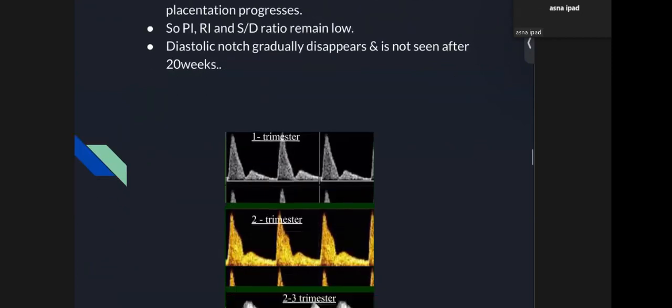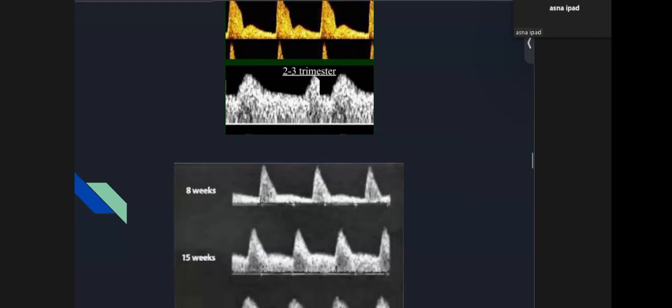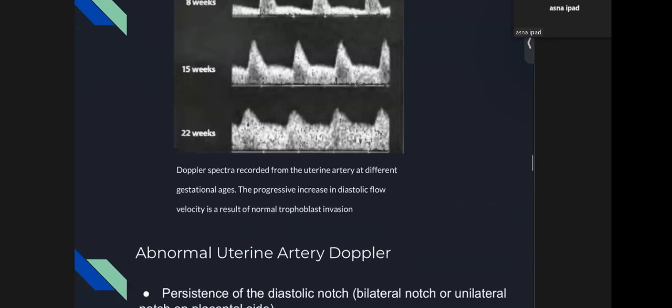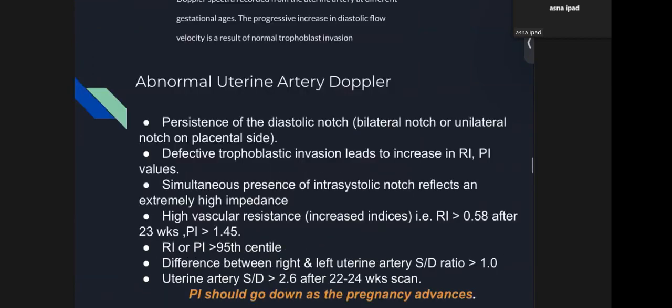This is in the first trimester. You see a good notch. You can see the notch in the second trimester, and it disappears in the third trimester. From second to third trimester, it disappears. It should disappear. So in this image, again, you can see a high resistance velocity waveform at 8 weeks. And at 22 weeks, you can see a continuous low resistance waveform with increased diastolic velocities. The progressive increase of diastolic flow is a result of normal trophoblastic invasion.